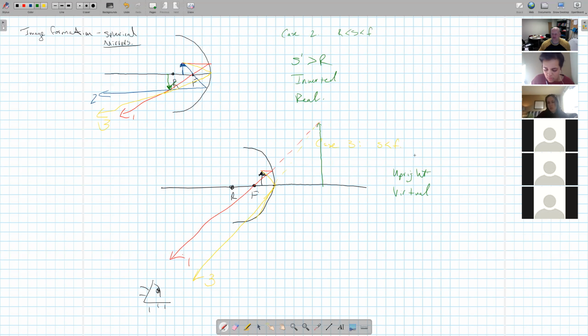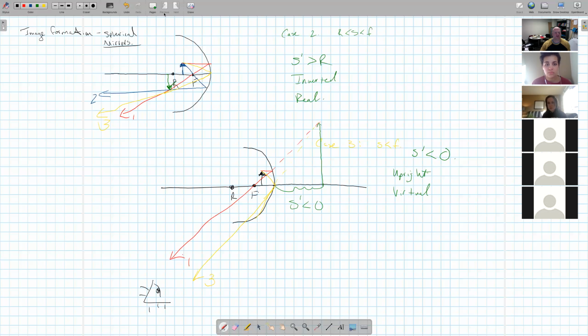So in this case, we're going to find that our image distance is actually going to be negative, okay? So this thing is going to be behind the mirror. So this distance here is what we would call a negative image distance, okay? So these are the ray diagrams then for a converging mirror, or what we call a concave mirror.